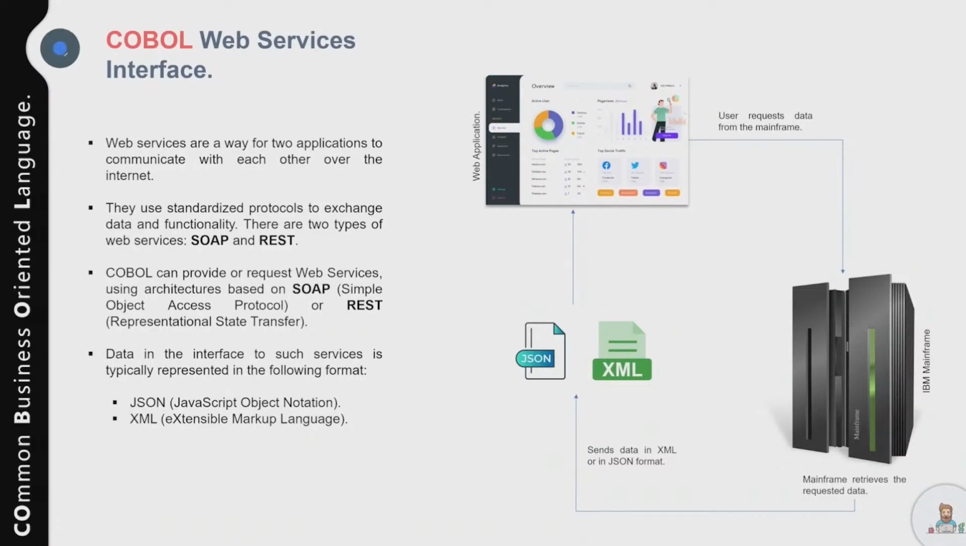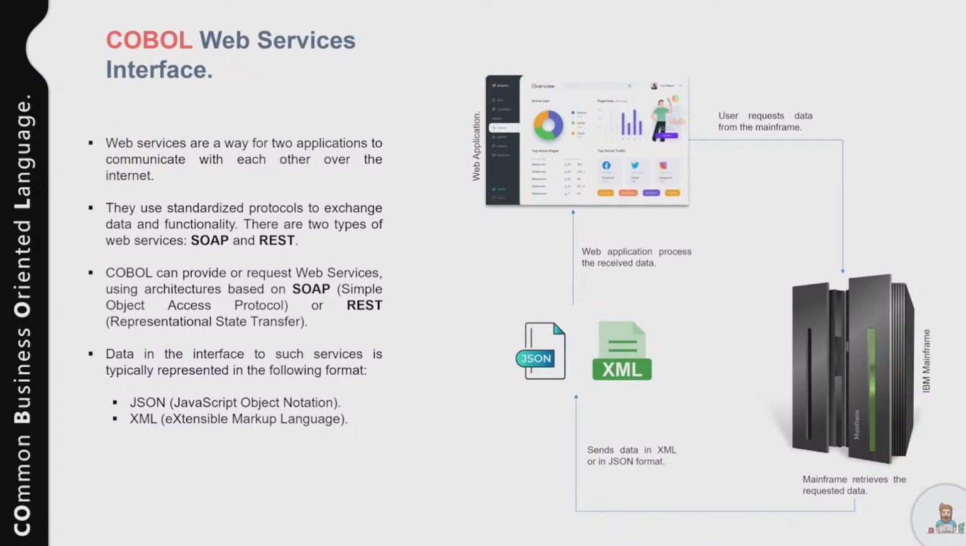Now let's try to understand with the help of an example. So we have a web application which is hosted on a non-mainframe platform, and we have a COBOL application which is hosted on mainframe. Now if you look at the example, you will clearly understand that a user has initiated a request from the web application to get data from the mainframe. Mainframe received the request, and the application hosted on IBM mainframe has processed that request, generated the output in the desired format, and sent the response back to the web application. And the data shared with the web application would be either in JSON format or in XML format.